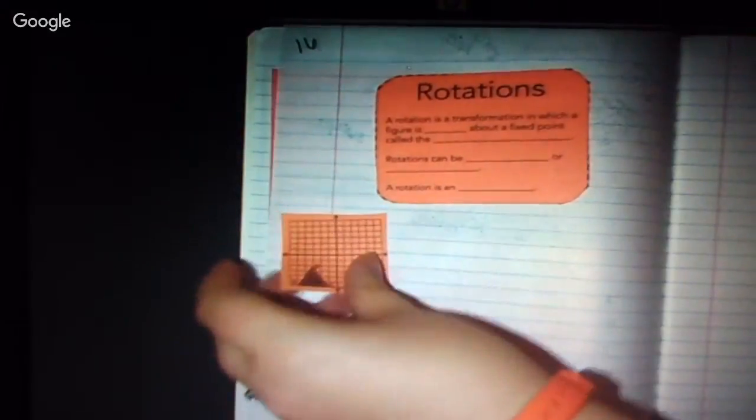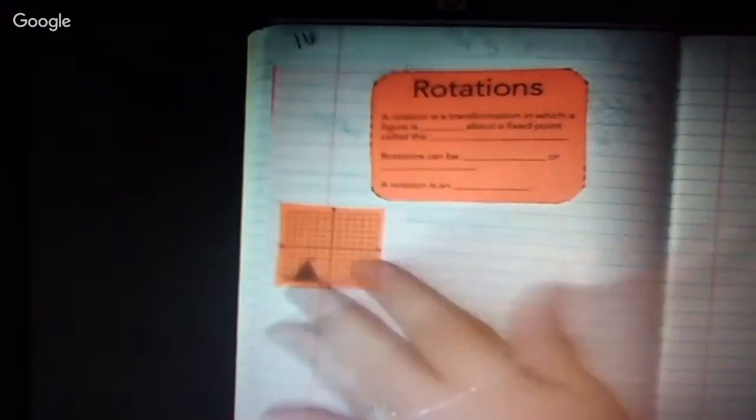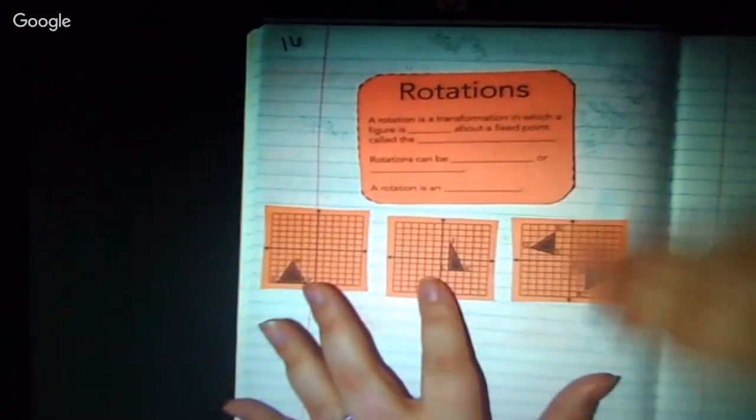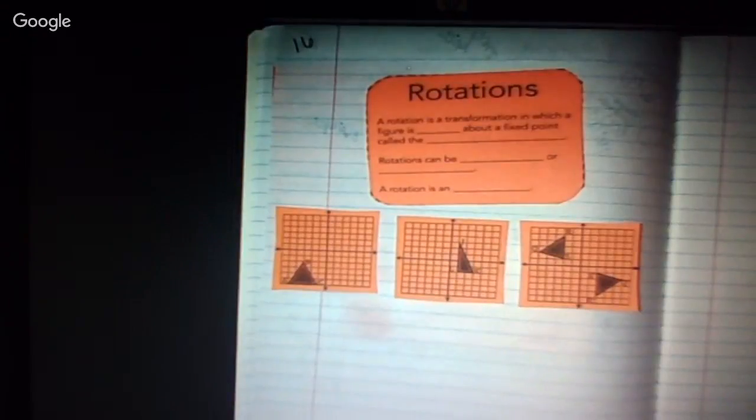Okay, then you're going to take the 3 that you had left over from that first page, and they're going to glue right underneath of this. Make sure you leave room underneath because we're going to have to write stuff underneath of them.